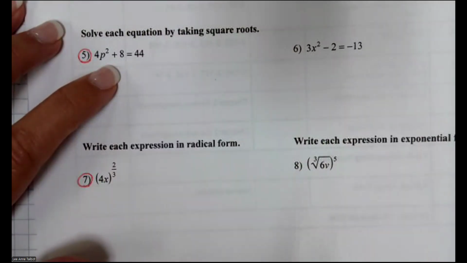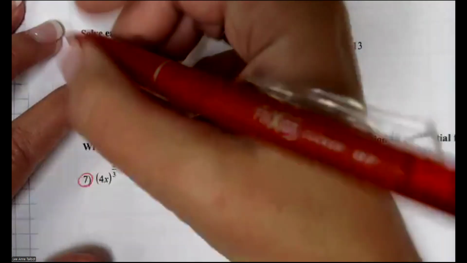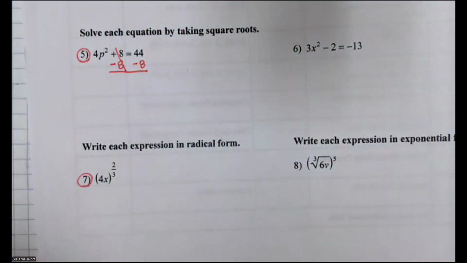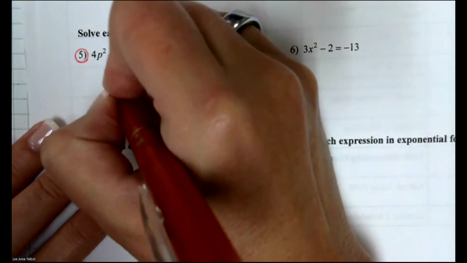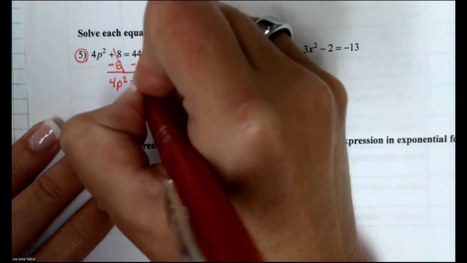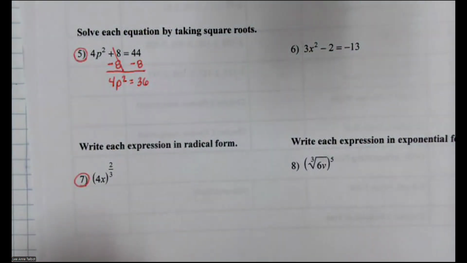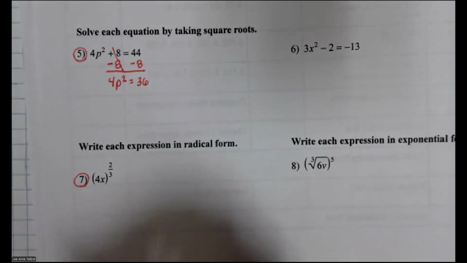Here we go. First thing you do is subtract 8. What's 44 minus 8? 36. Now, you might be tempted to square root, and that's what a lot of people did. This is not when you square root. You get the p squared by itself first.